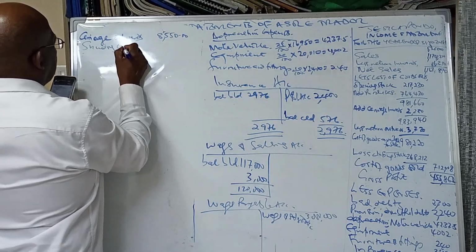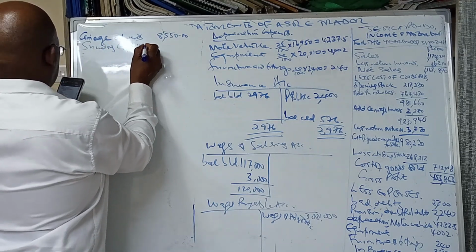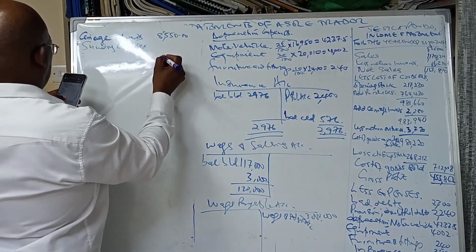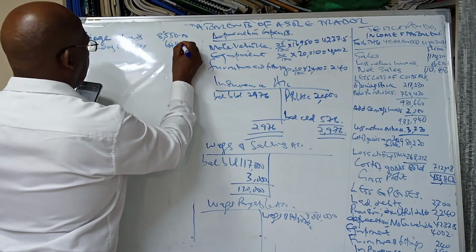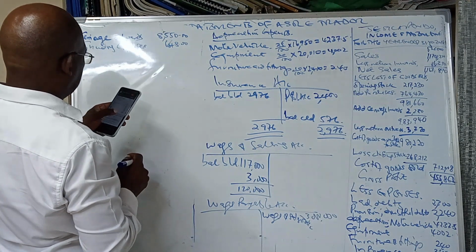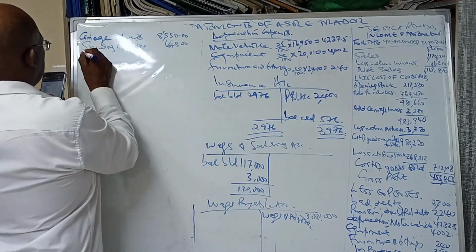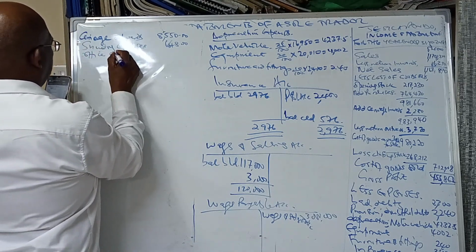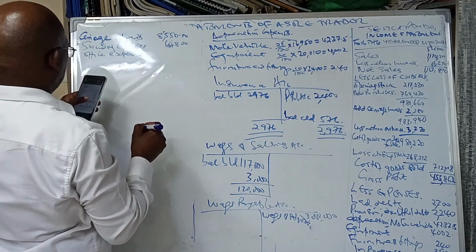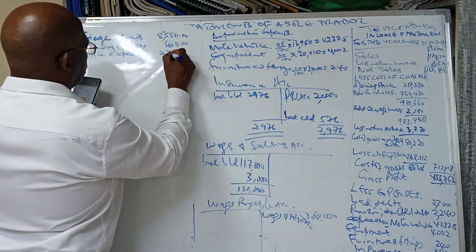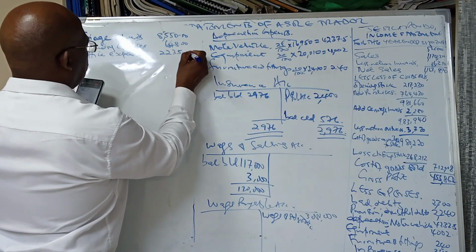Sundry expenses, 648. Then office expenses, 2235.